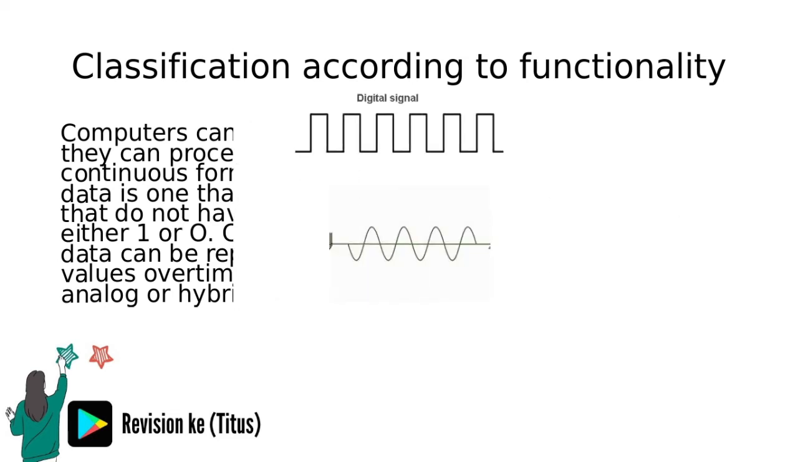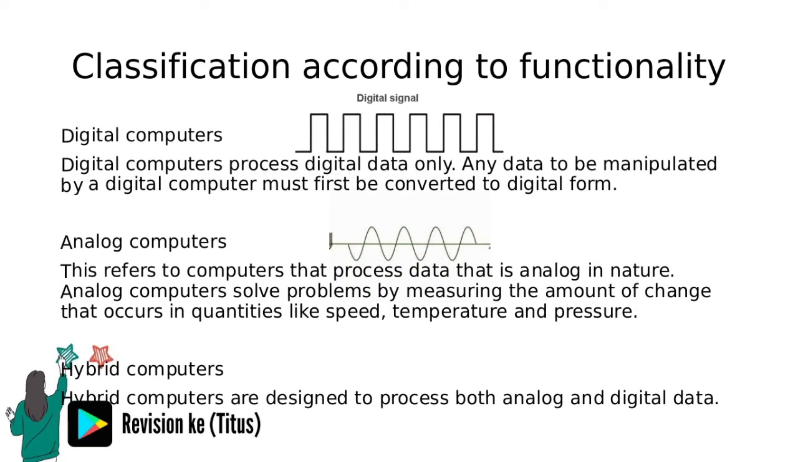So let's look into that in detail. Digital computers process digital data only, and this is in zeros and ones. For any data to be manipulated by a digital computer, it must first be converted to digital form. Let's look at analog computers. This refers to computers that process data that is analog in nature, continuous data like speed, temperature, pressure. Hybrid computers are designed to process both analog and digital.